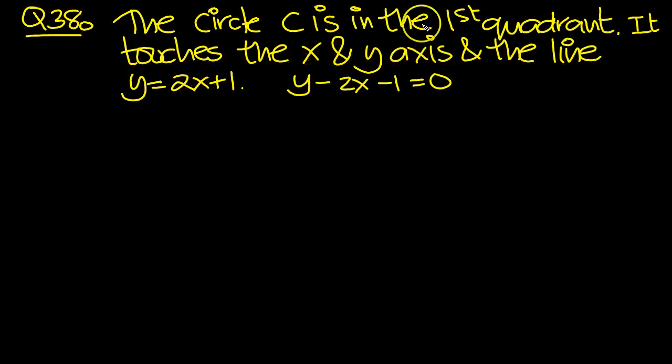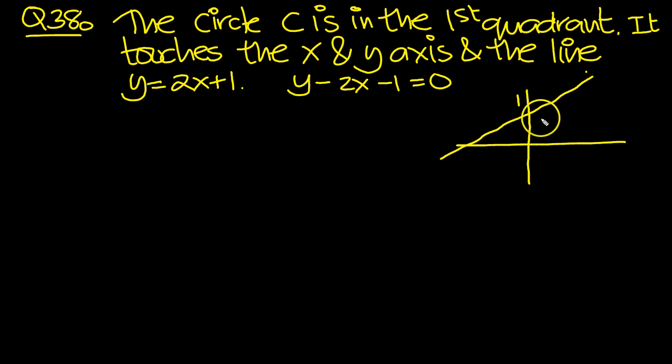The circle is in the first quadrant. It touches the x and y axes and the line y equals 2x plus 1. So let's do a little sketch just to help us to start with. 2x plus 1 is fairly steep, but I'm going to give myself some room. Here's the intercept 1, here's the line y equals 2x plus 1. So the circle is going to be something like this, isn't it?